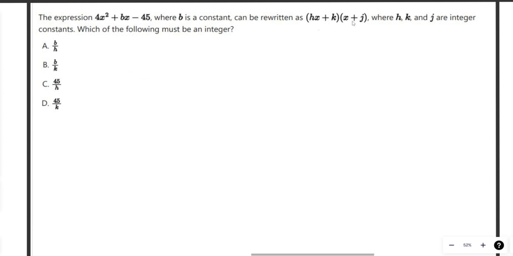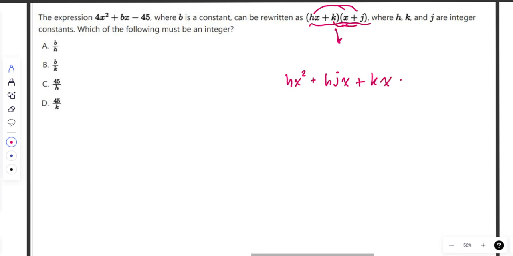It's a really interesting problem. I haven't seen this type of problem show up very commonly. But it says it can be rewritten in this form, so why don't we try expanding this and seeing what we get? I know that if I multiplied those two terms together, I would get hx squared plus hjx. Then we get plus kx and plus kj.